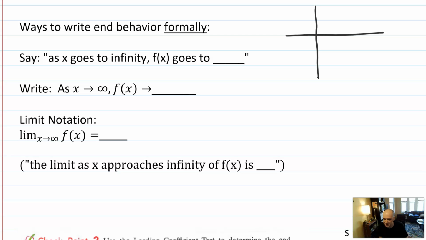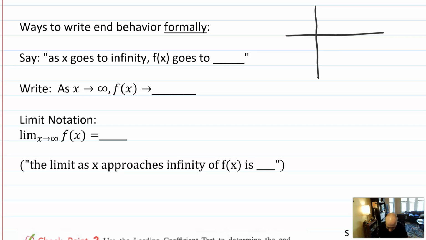I want to do a little sidebar about notation because there is some new stuff here. Instead of just saying up, left, down, right, there are some formal, official ways to write end behaviors. You know, when you're hanging out with your friends, no one really cares what notation you use. But when you're doing this in a formal setting, then you want to use the right notation.